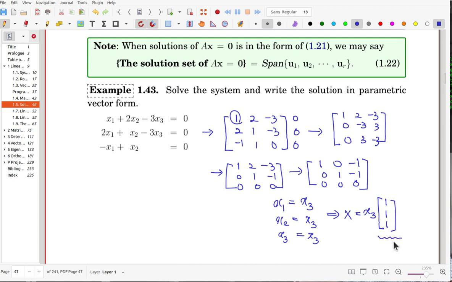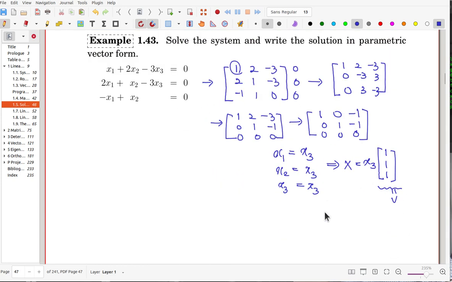If we write down this as V, then the collection of all solutions of the system can be written here. Now, span of V.